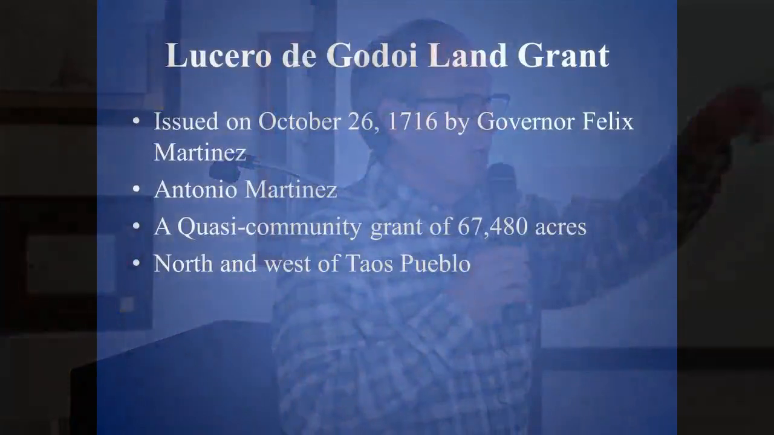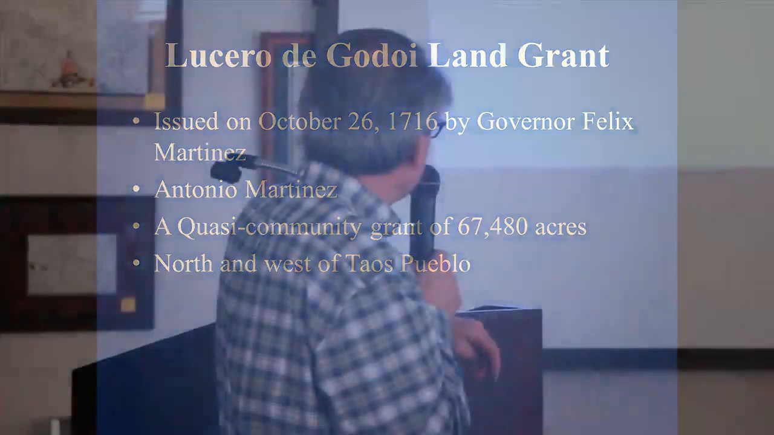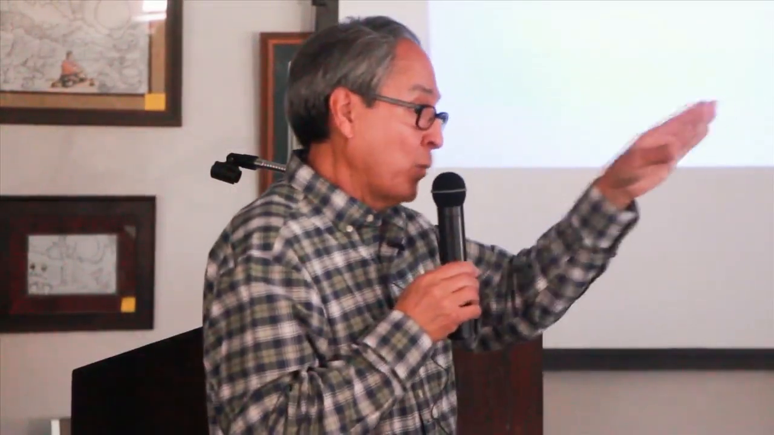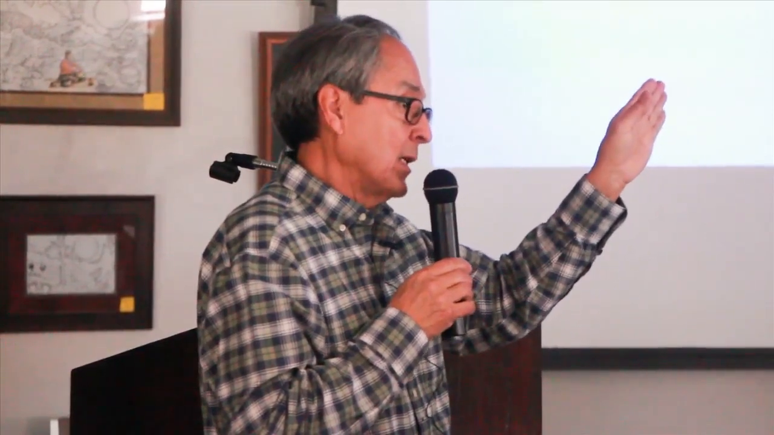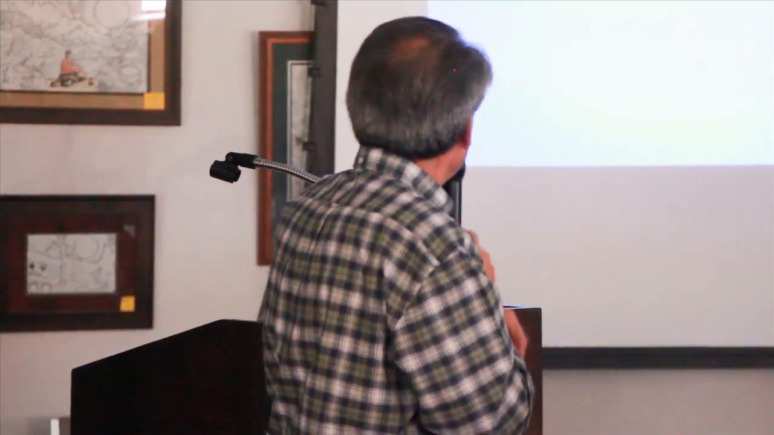Lucero de Godoy. Vera, you asked me that on Wednesday. Now, the Lucero de Godoy land grant is an old one too. As you can see, it was issued in 1716 by Governor Feliz Martinez to Antonio Martinez, and it was a quasi-community land grant. Where is that land grant? It is located north of Taos Pueblo and a little bit west. You're going to see it in your map, and hopefully we can go over that at the end.